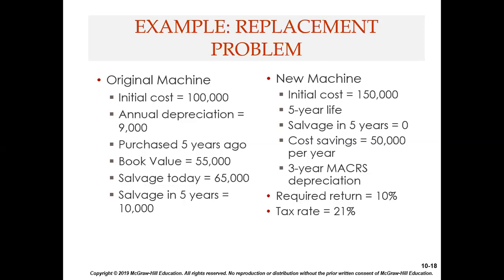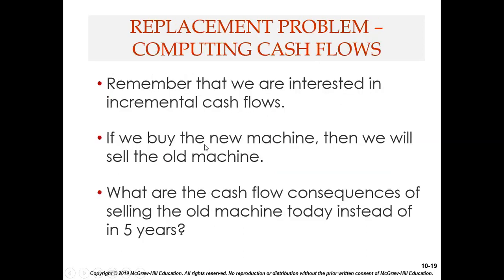The required return that we want on our investment is 10%, and our current tax rate is 21%. So those are our variables. Let's take a look. We are interested in incremental cash flows. We talked about that. If we buy the new machine, then we will sell the old machine. What are the cash flow consequences of selling the old machine today instead of in 5 years? So that's what we're looking at here.